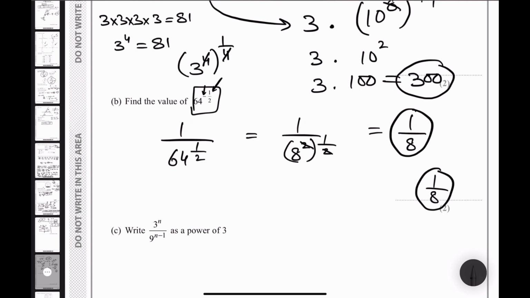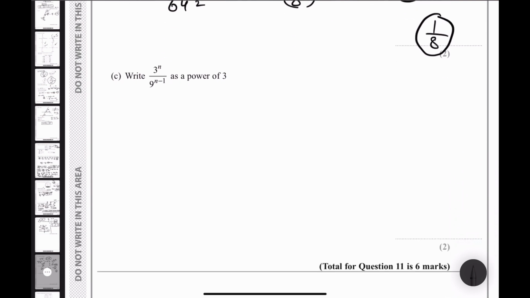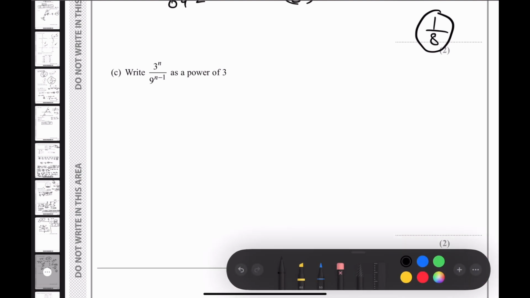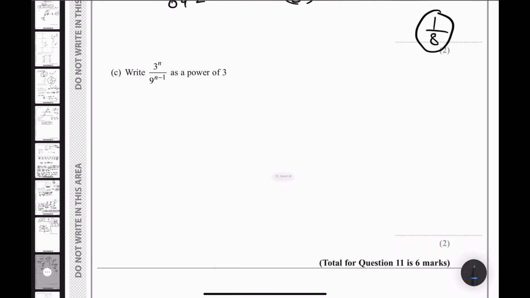Alright, now let's move to the next one. Let me just change the color, it becomes boring. Now in this question it says write 3 to the power of n divided by 9 to the power of n minus 1 as a power of 3. So my answer should look like 3 to the power of something. That's how my answer should look.